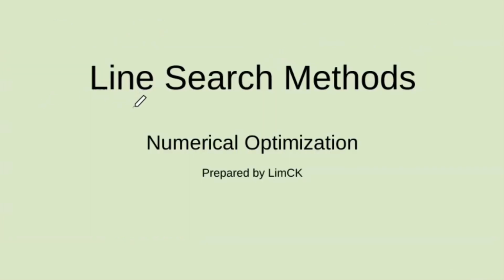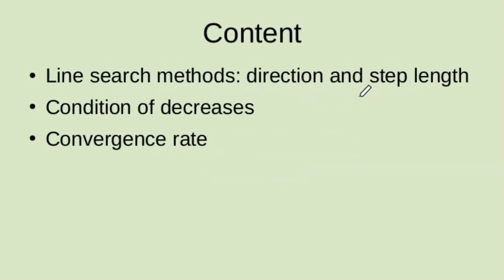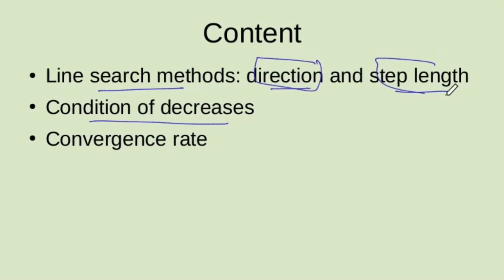Today we are going to discuss the line search method. There are 3 parts in the lesson. Firstly, we'll look at what the line search method is, including the direction and the step length. Second, we want to learn about the condition of decrease. It means when we have found the direction and step length already, we can proceed to the next point. But is it an acceptable point?